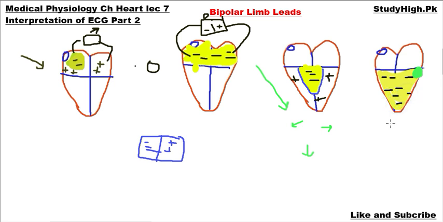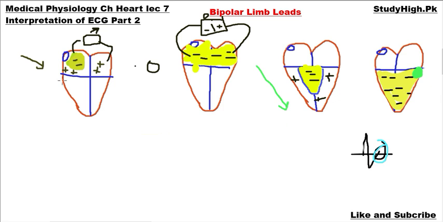And on electrocardiography paper, our QRS touches the horizontal line, which shows that our cardiac muscles are either all in depolarized form or all in polarized form. Then they will touch the horizontal line. But in normal conditions, what will happen?